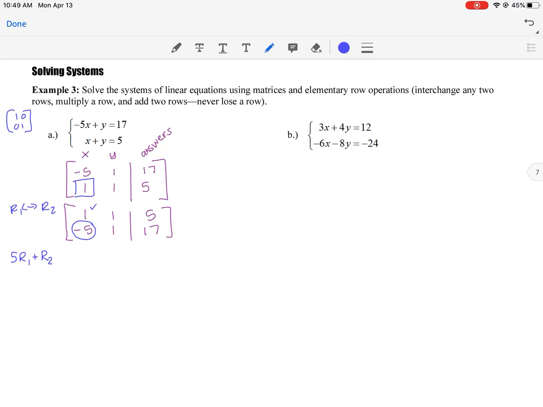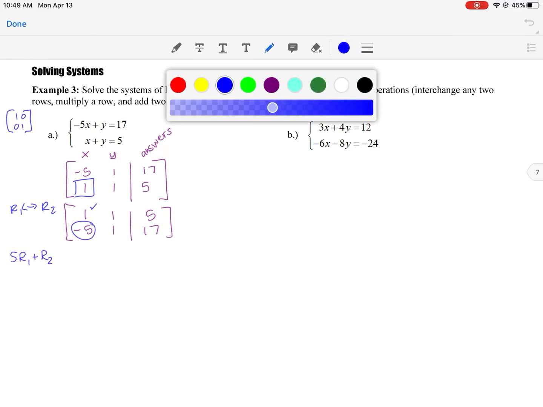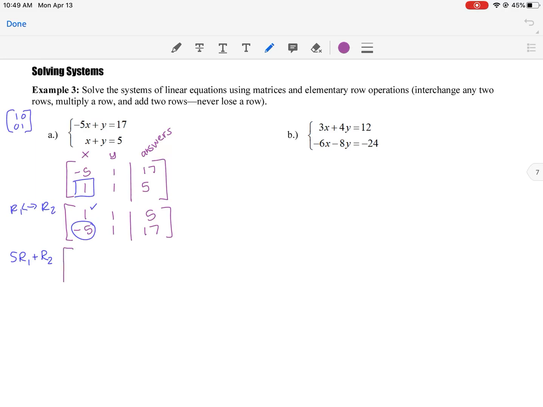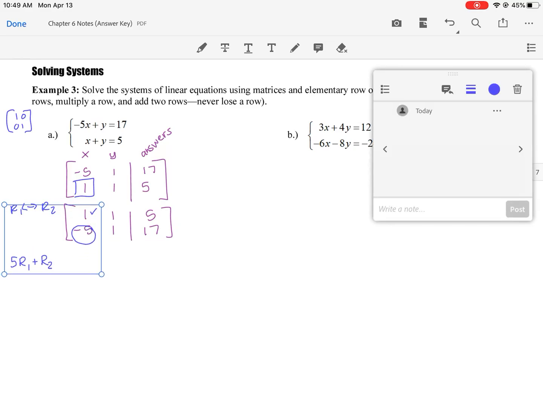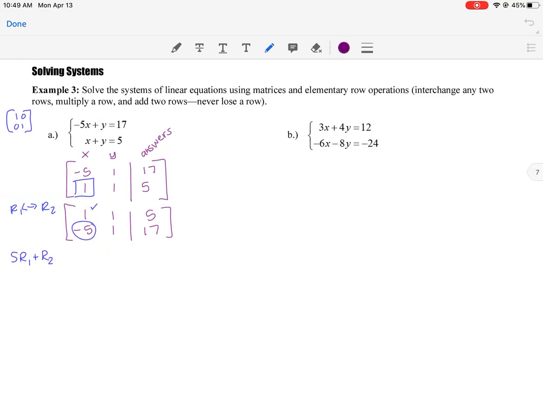So think about what you would do with elimination. If you're trying to get rid of that -5x, what do we do? We do 5 times the first row, and if we add it to the second row, a +5 and a -5 will cancel.